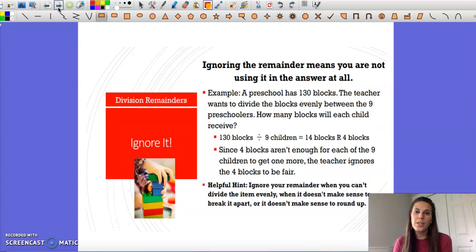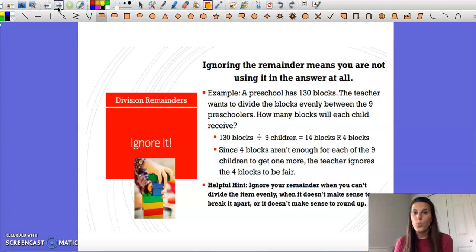Looking closer at ignoring it, it means that you're not using your remainder at all. So a real life example is when a preschool teacher has 130 blocks. The teacher wants to divide the blocks evenly between 9 preschoolers. How many blocks will each child receive?